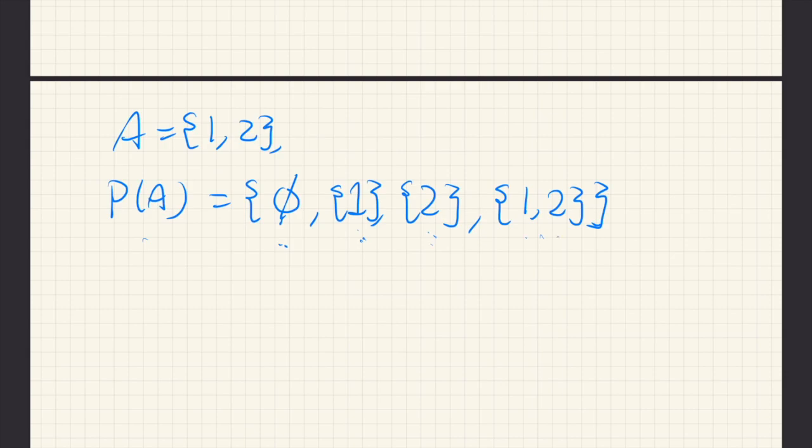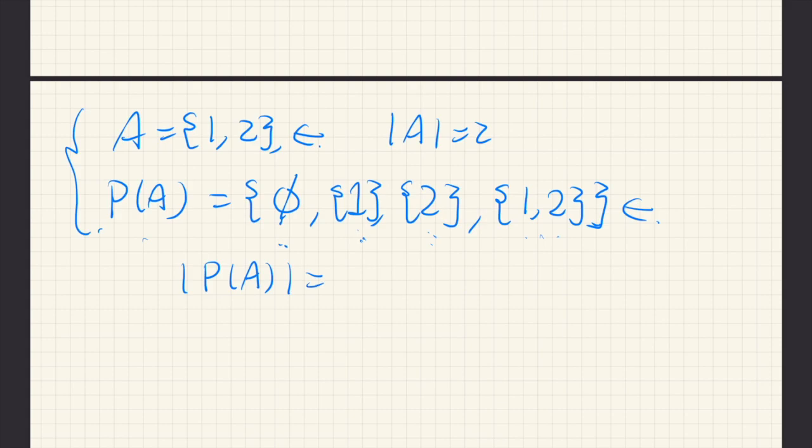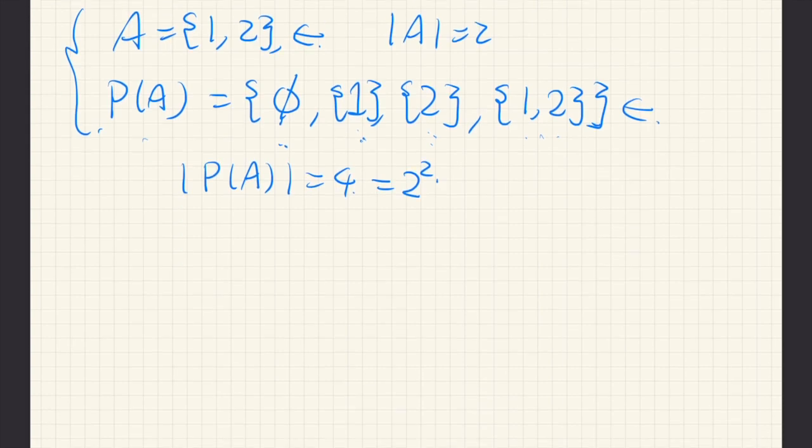Note that we have 2 elements in A and 4 elements in the power set of A. Remember this. The cardinality of A is 2, and the cardinality of the power set of A is 4, which happens to be 2 to the power of 2. Is this a coincidence? Let's see.